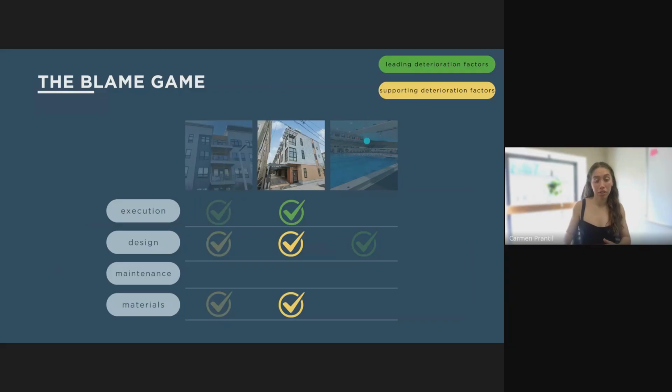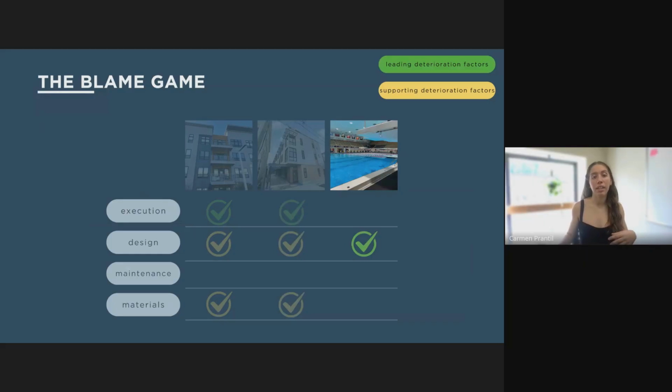For the luxury condos, a very similar situation. The leading deterioration factor was the execution, supported by design and materials. And then finally, the Ivy League natatorium, the leading cause there came down to the design and not having enough insulation. So as we see in these three case studies, design is a common thread in all of them. Execution is also a key player, and that supports the anecdote that we had before, in that of the many years that we've been doing this, design and execution are the top two leading causes that we've been seeing in particularly bad building envelope failures.